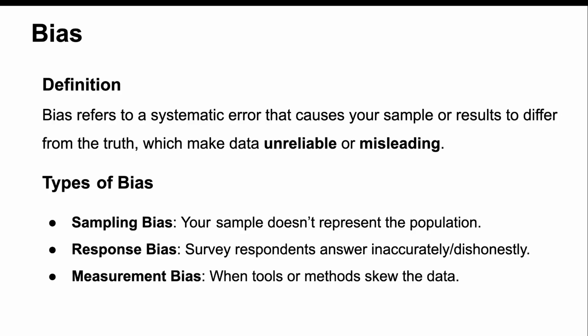Think of it this way. If random error is like noise that can be reduced by increasing sample size, bias is like a broken measuring tape that will give you the wrong measurement no matter how many times you use it. So there are three types of bias.